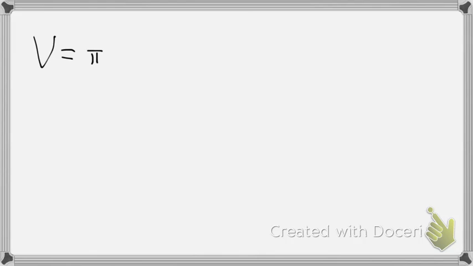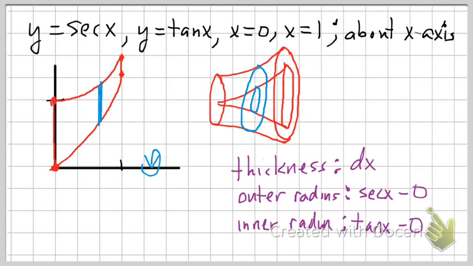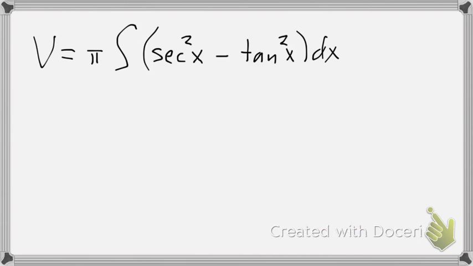So volume, pi big R squared minus pi little r squared, factor the pi out. Outer radius squared, secant squared x, minus inner radius squared, tangent squared x, dx. You guys agree? Pi big R squared minus pi little r squared. Factor the pi out. What about my limits of integration? They go from 0 to 1. Best limits ever.